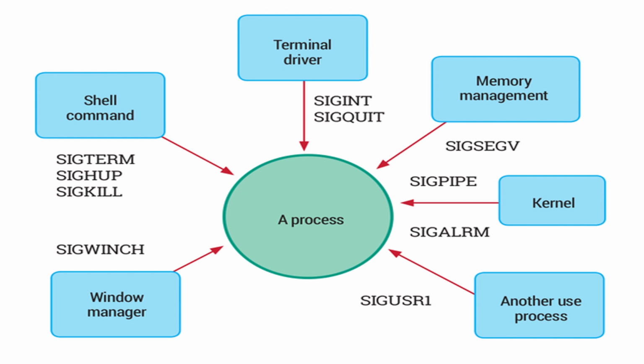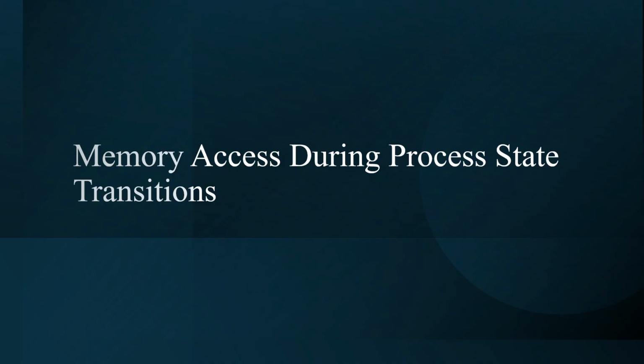So a processor can send different kinds of conditions to the different processes to stop, start, or terminate according to its user commands. Memory access during the process state transitions.